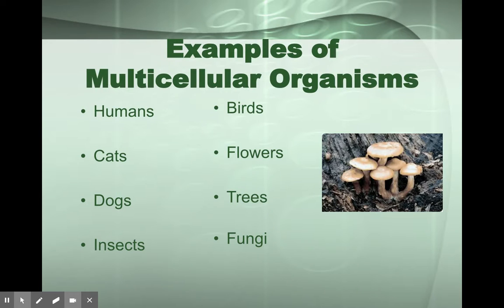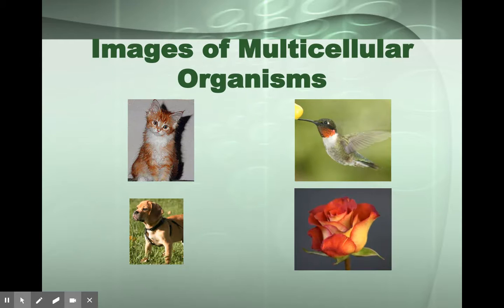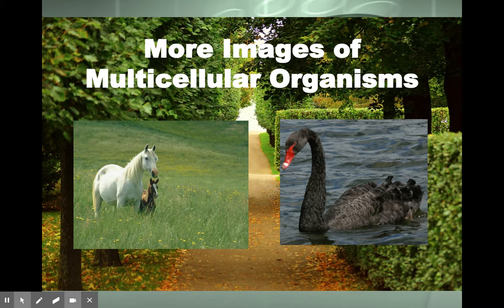Here are some examples of multicellular organisms: cats, birds, dogs, insects, flowers, trees, humans. Here's some more multicellular organisms.